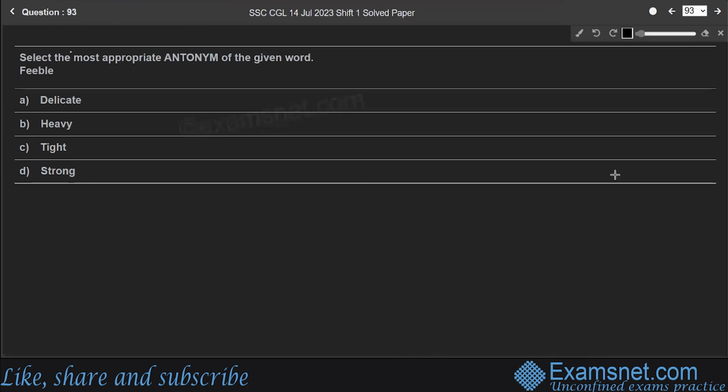Question 93. Select the most appropriate antonym of the given word. Antonym means opposite meaning, right? Opposite meaning of the given word, feeble. So what is the meaning of feeble here? Feeble means with no energy, or weak. For example, some of these have a neutral reaction, others react as feeble acids, right? Therefore, the opposite meaning of feeble is strong. Option D is the right answer.